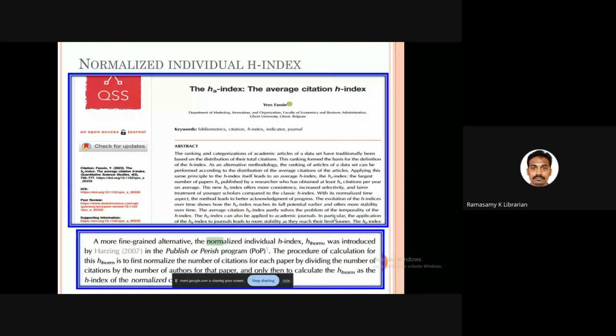Okay, good. Then come another two interesting indices. One is called Hutch A index, which was proposed by Fazin. And there is another very popular index called normalized individual Hutch index. You might have heard about a beautiful software called POP, Publish or Perish. The person who was behind the introduction of this particular software is Kurzing. So Kurzing introduced a new index called normalized individual Hutch index. Let us see both these indices.